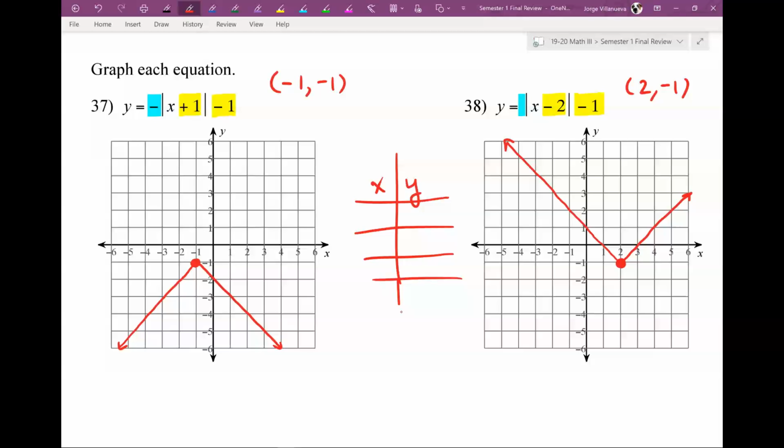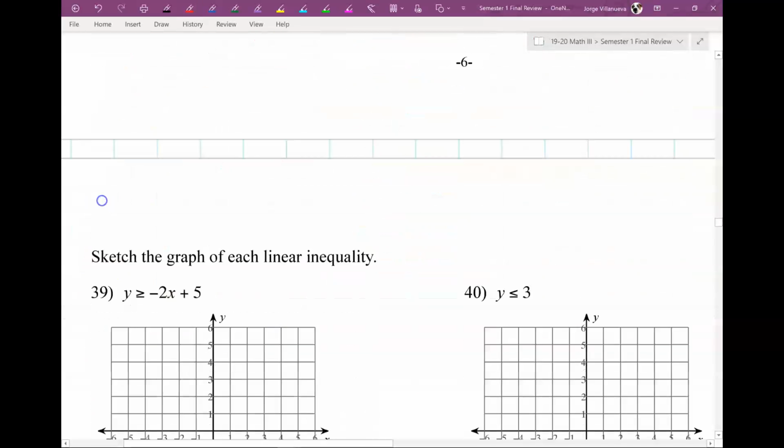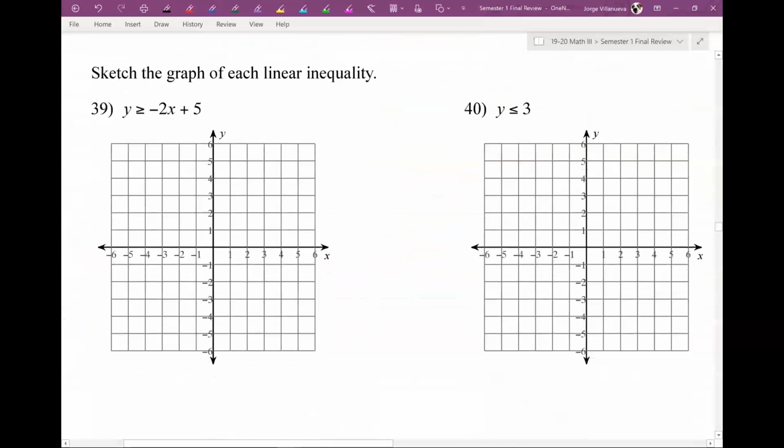But you might have to do like 5 of them. So maybe not the best way to do it, but still a way that you can count on. All right, 39. Sketch the graph of each linear inequality.